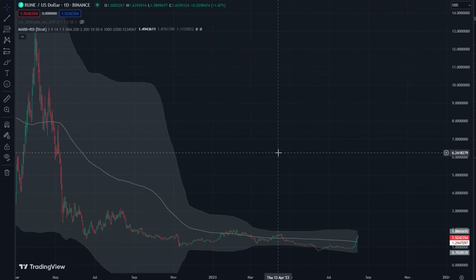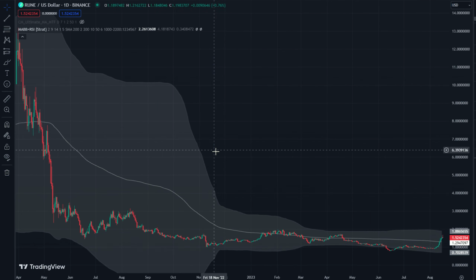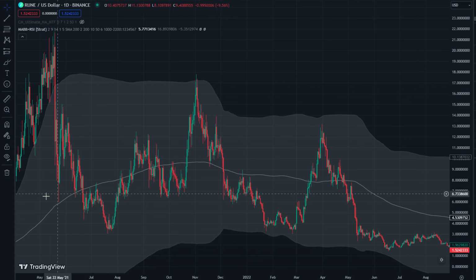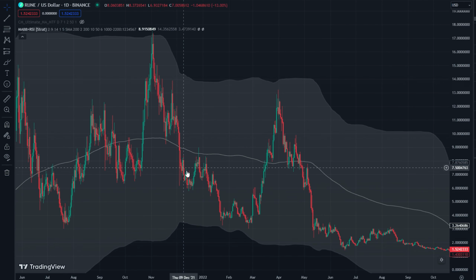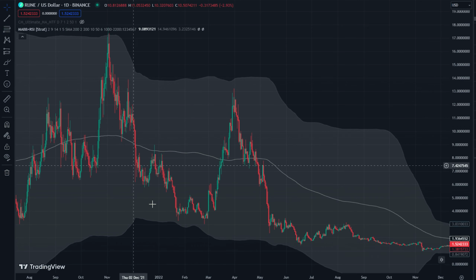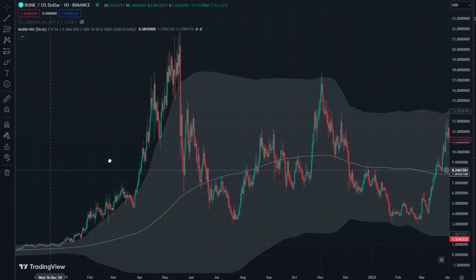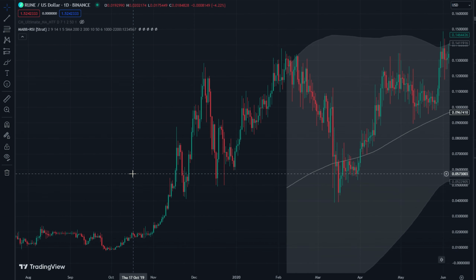And if we zoom out and take a look at RUNE, the only times we've seen this happen was during the bull market, or the dilapidation after the bull market. So when we started coming into the bear market, we saw one last pump here in early 2022, and then once we got up like this, it went straight down.